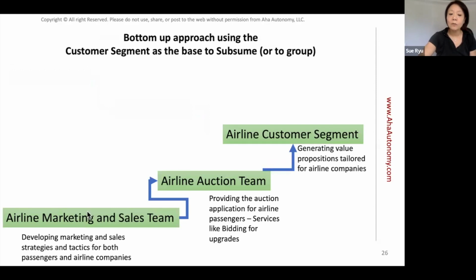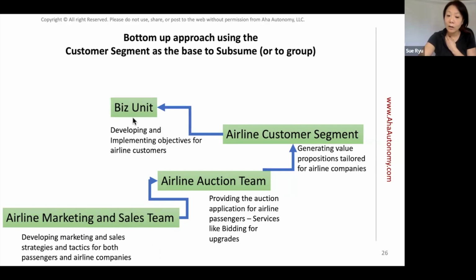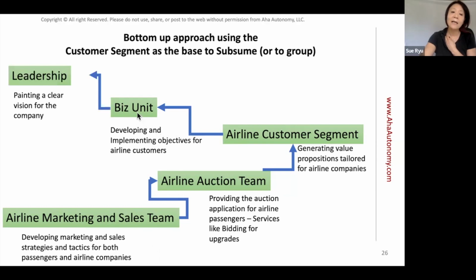Again, same thing. We are now working for airline customers, right? So providing a value proposition, in this case, providing the auction apps to the passengers. And then you have a marketing and sales team doing what marketing and sales do all the time, which is their strategy and tactics for both passengers and airline companies. And then you roll it up to the business unit, which subsumes all this airline customer segment, and then the leadership.